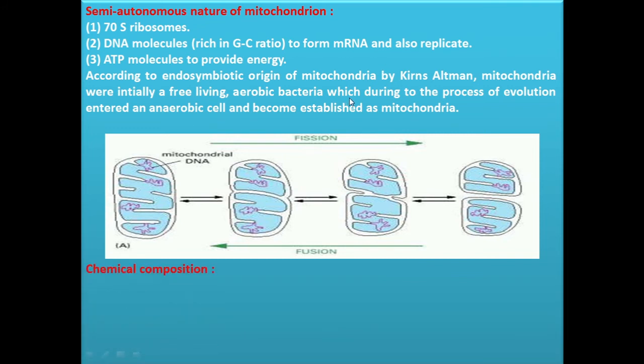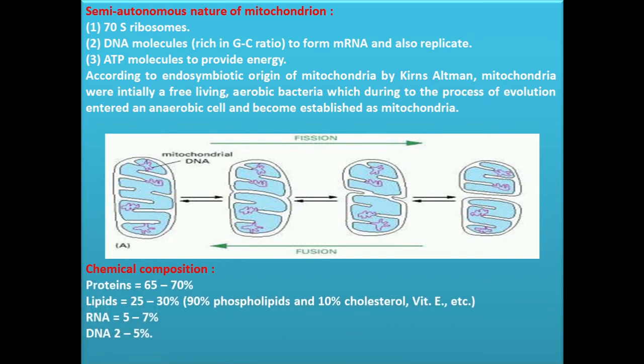Now the chemical composition of mitochondria. It has protein 65 to 70% as it is the site of metabolism, so maximum things are going to be enzymes, and enzymes are protein, so the maximum portion, 65 to 70%, is protein. Then lipids, 25 to 30% are lipids, 90% phospholipid, 10% cholesterol and vitamin A, etc. You just remember 25 to 30% are the lipids, RNA 5 to 7% and DNA 2 to 5%.